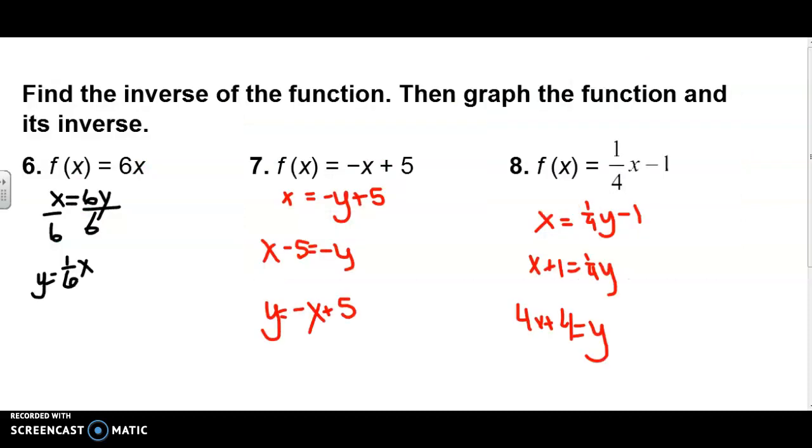So again, to find the inverse function, you just switch the x and the y and then solve for y, or you solve for x and then switch the x and the y. Same exact idea, and then you get that as your final answer.